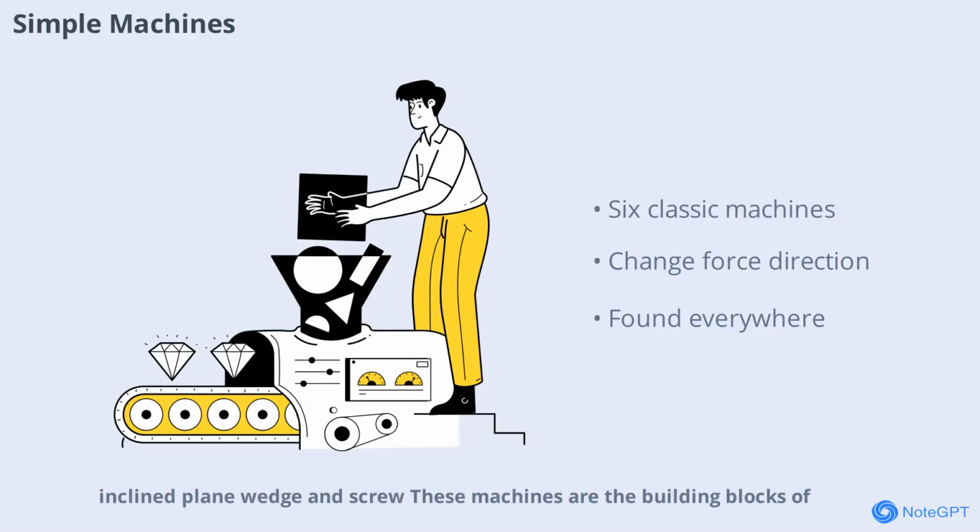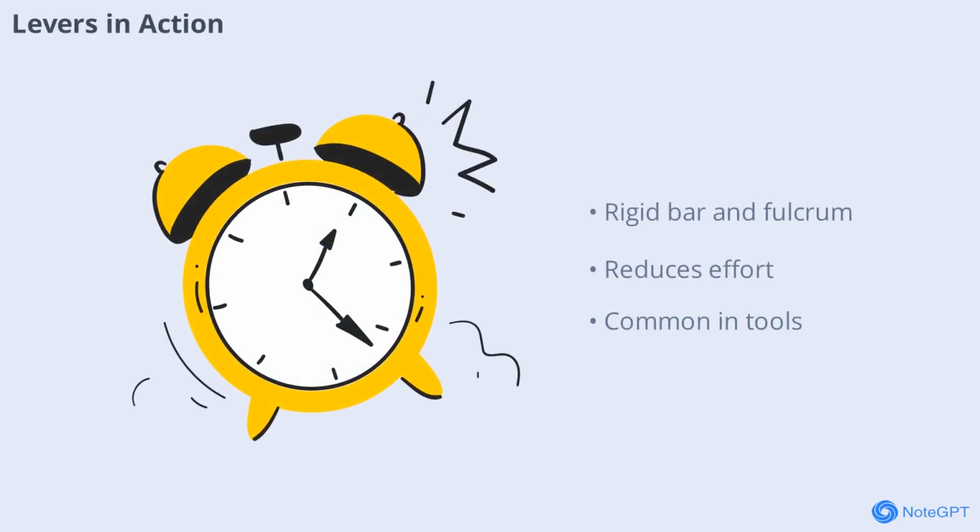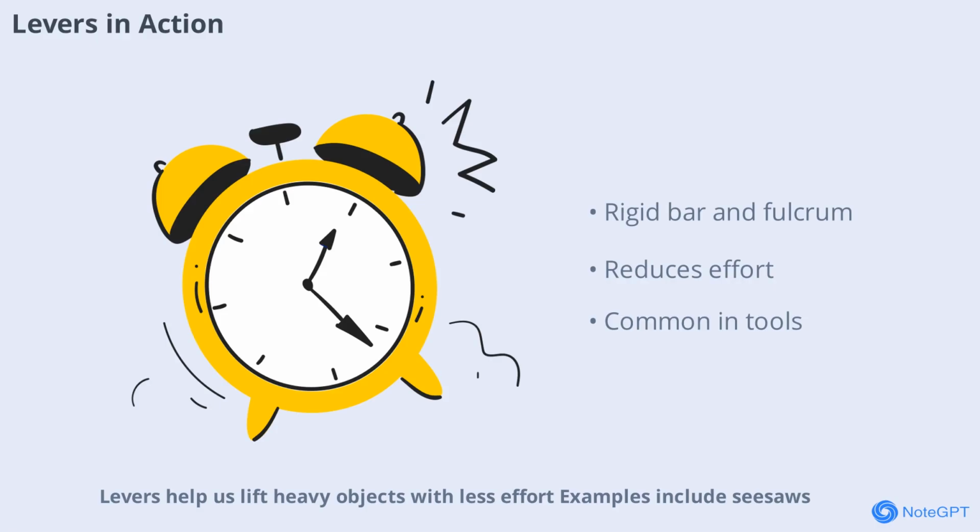These machines are the building blocks of more complex devices and are found everywhere, from playgrounds to construction sites. A lever is a simple machine that consists of a rigid bar that pivots around a fixed point called the fulcrum. Levers help us lift heavy objects with less effort. Examples include seesaws, crowbars, and scissors. By adjusting the position of the fulcrum, we can change the amount of force needed to move an object.